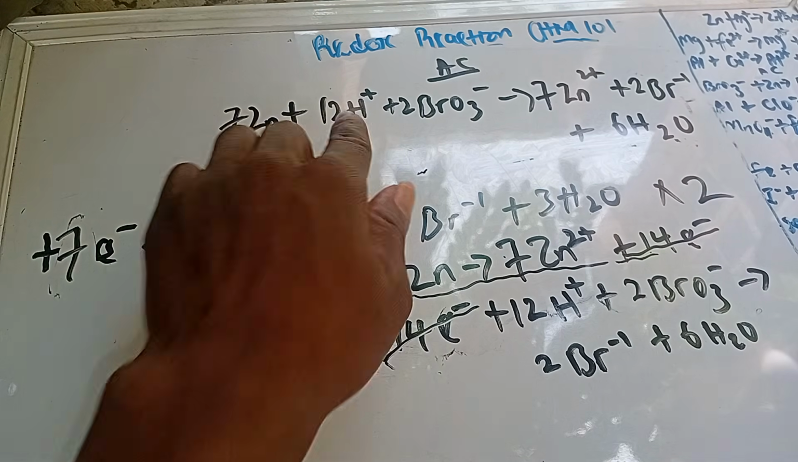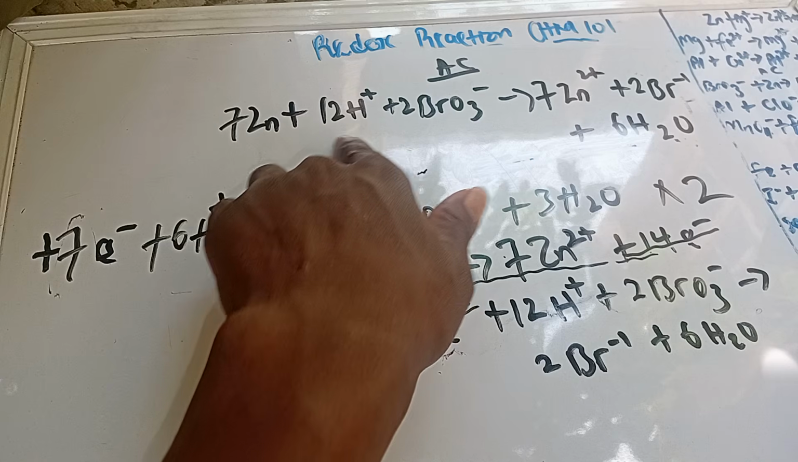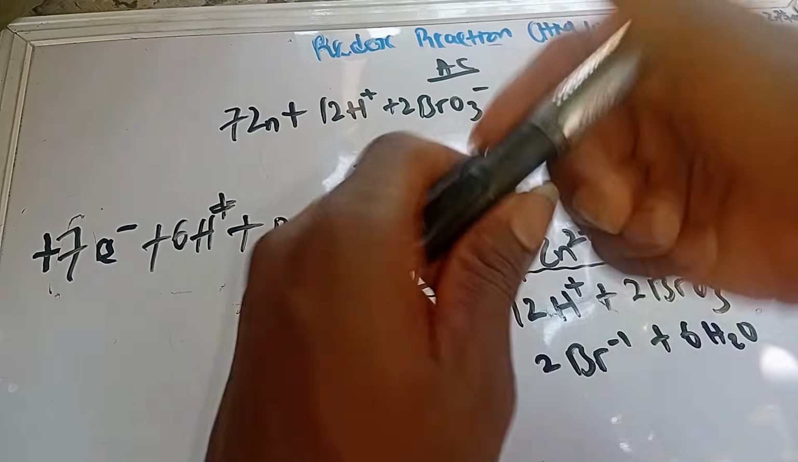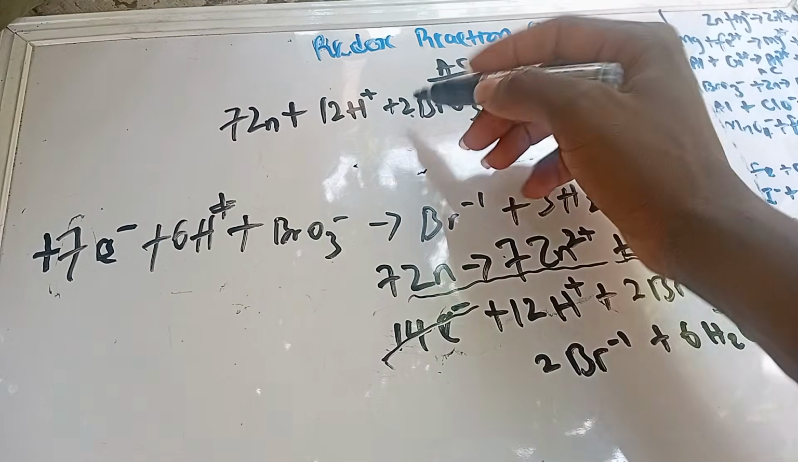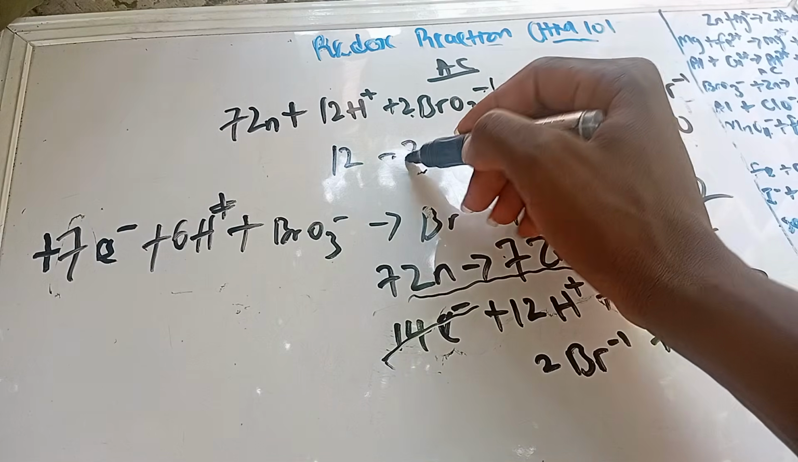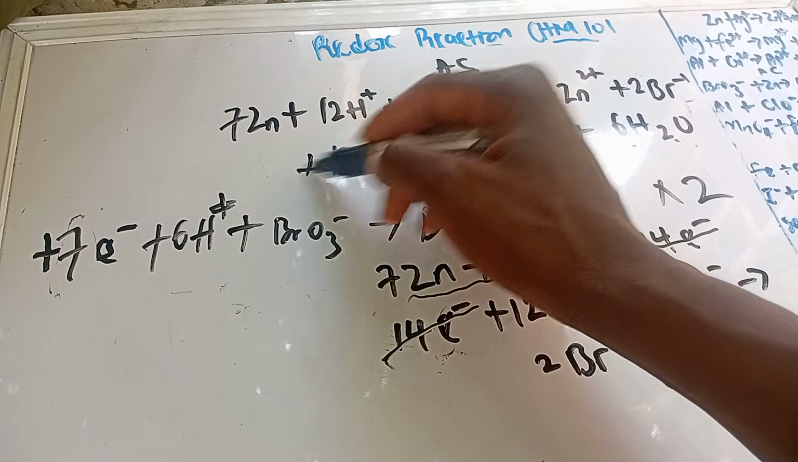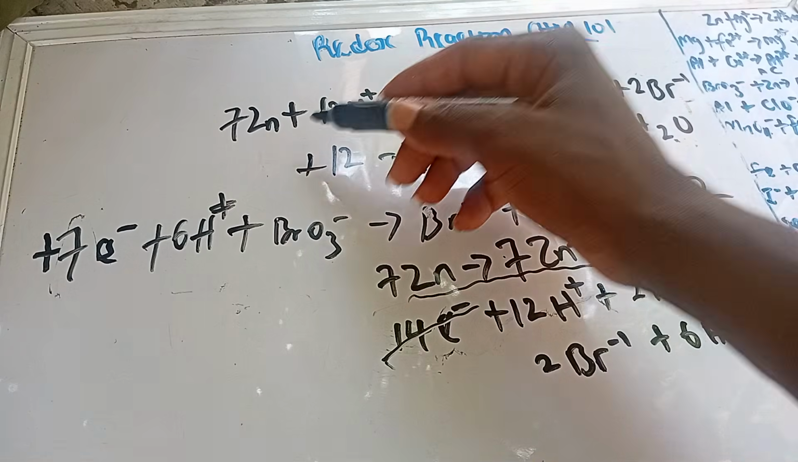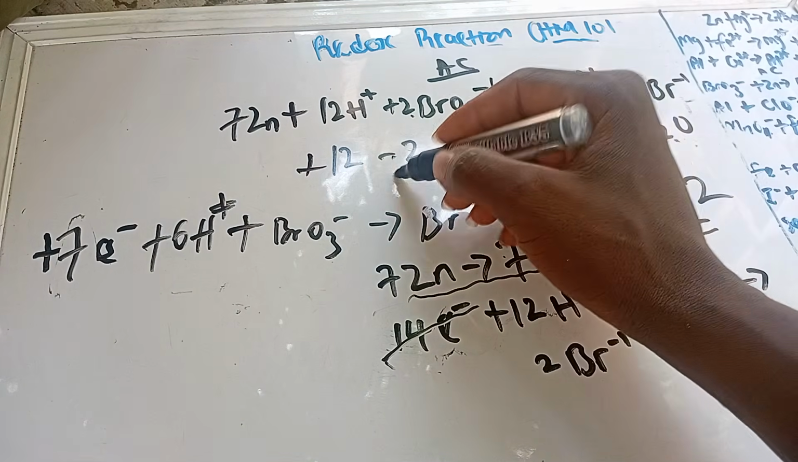Now let's check the charge. Here we have plus 1 times 12, 12 charge here. Here we have minus 1 times 2. Here we have 12 minus 2. The total of this one is 0. So the total charge on the left side is plus 10.